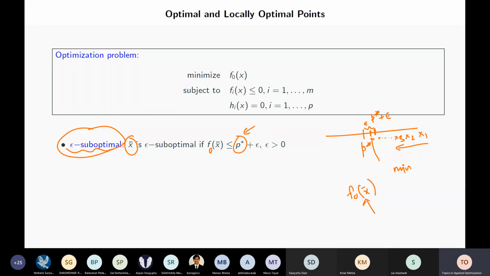Okay, or the optimal point. So you will stop at some point, because your algorithm may not go exactly to the optimal value. So you have to decide at some point that, okay, I'm okay with this epsilon threshold or something.